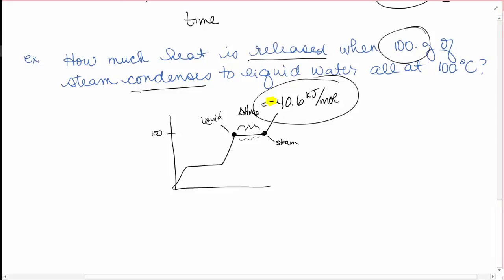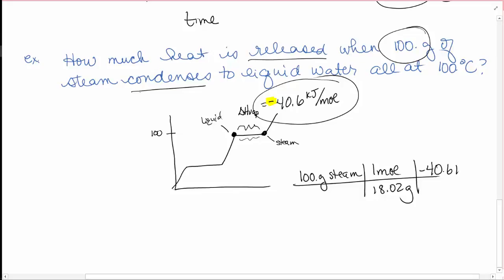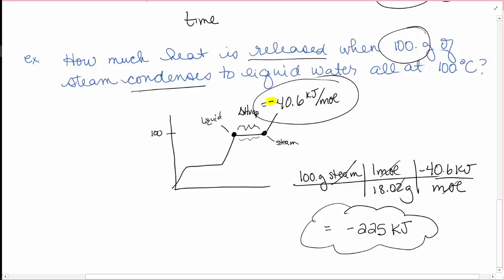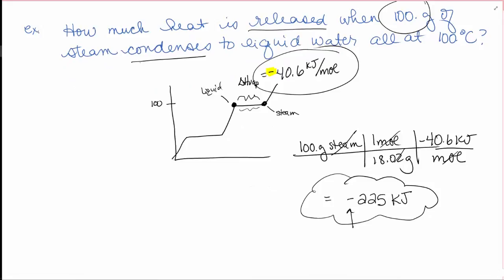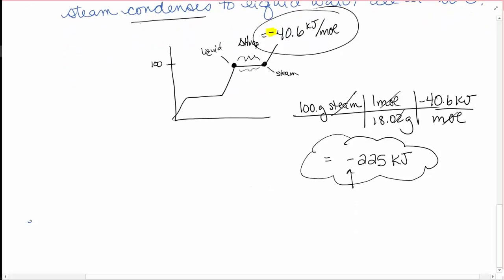I have grams. So 100 grams of steam, I'm going to convert that to moles. That's water, right? 18.02 grams in a mole, and negative 40.6 kilojoules per mole. Grams and moles cancel, and what I get is negative 225 kilojoules. So that's the amount of energy released. The negative tells me it's released. Include the negative.